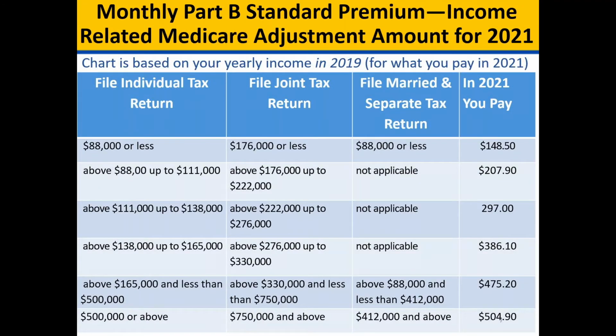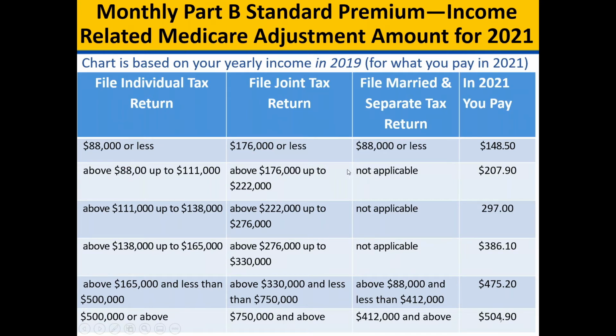Part B has a cost, a monthly premium associated with it. It's based on income, and there are a couple of things Medicare will do. Medicare will look 2 years behind at income to establish the premium. For example, we're in 2021 now. Someone who enrolls in Medicare this year, Medicare would use their 2019 income tax return. So in this example, if I'm filing a joint tax return with a spouse and my combined income is $176,000 or less, my monthly Part B premium would be $148.50.